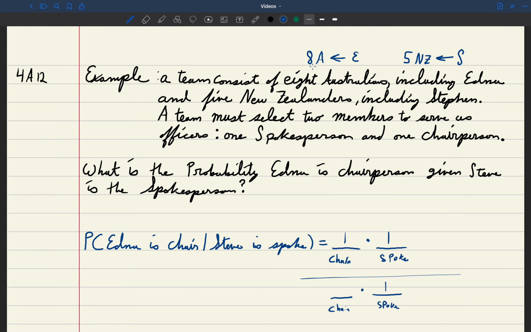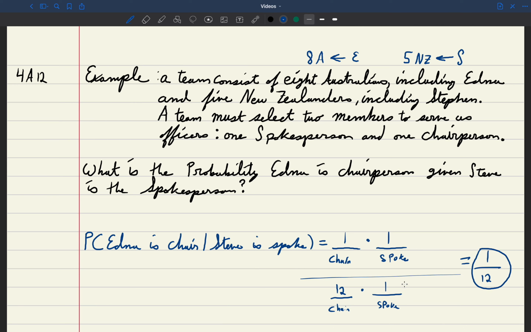Well, how many people do we have? We have 8 and 5, that makes 13. Steve sat down as the spokesperson, so we must have 12. So 1 times 1 is just 1, and 12 times 1 is 12. So I believe this is a 1/12 chance that this would occur.